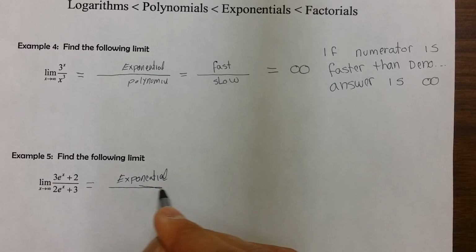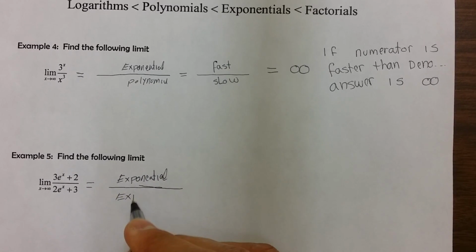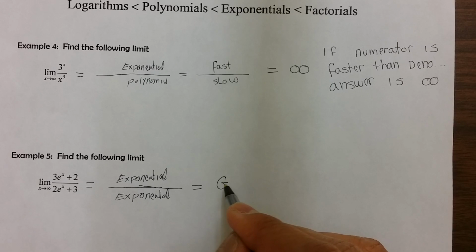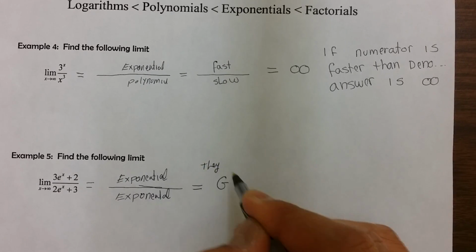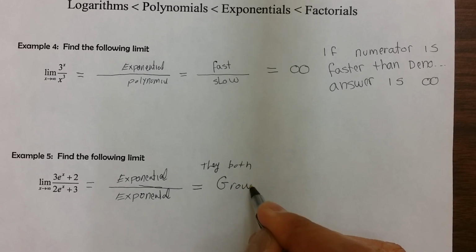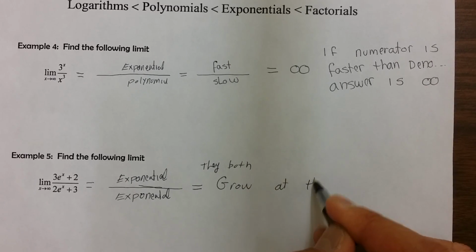The denominator is also exponential. So what? They grow at the same rate. So they both grow at the same rate.